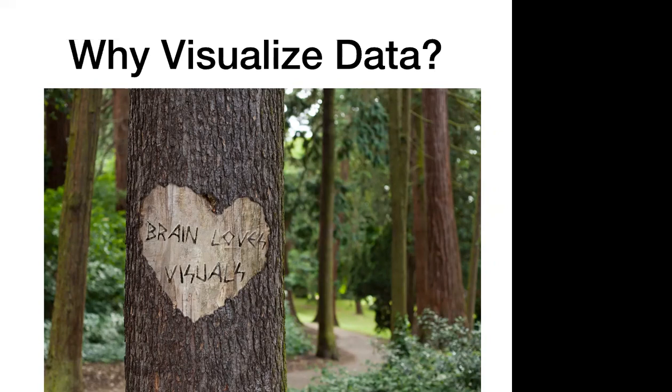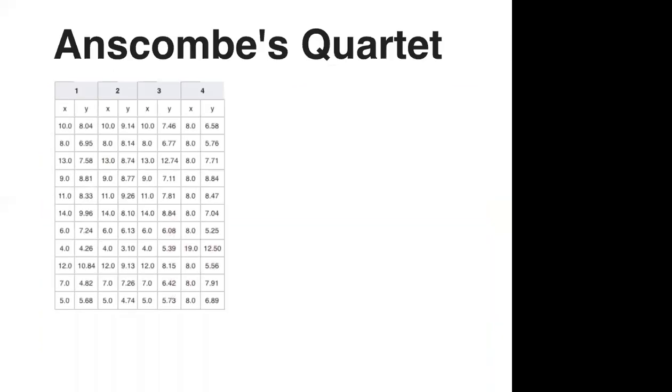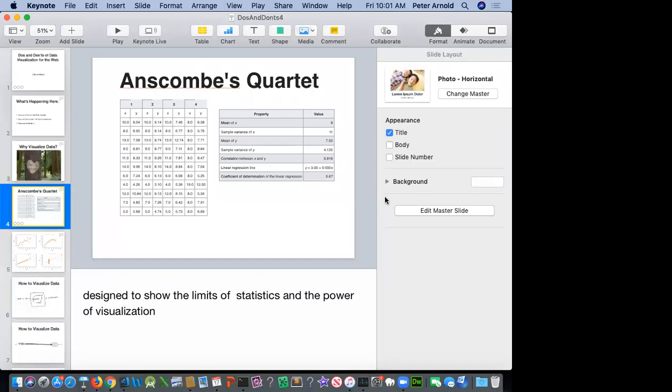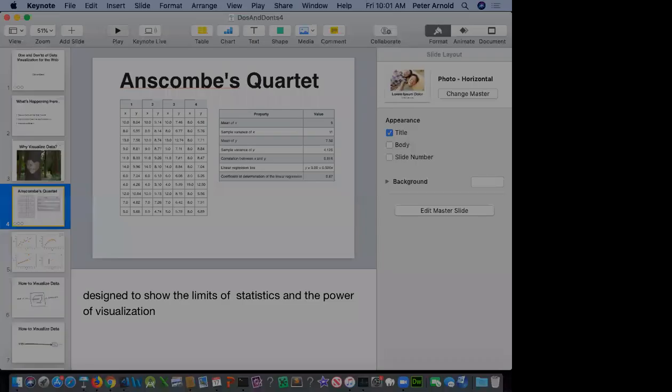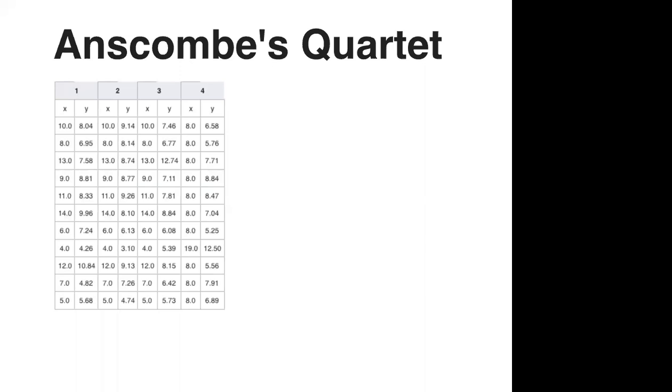So I'm not the first person to say this. There's a guy called Anscombe. He was a statistician, and he came up with this table to prove the limits of statistical analysis and the power of visualization.